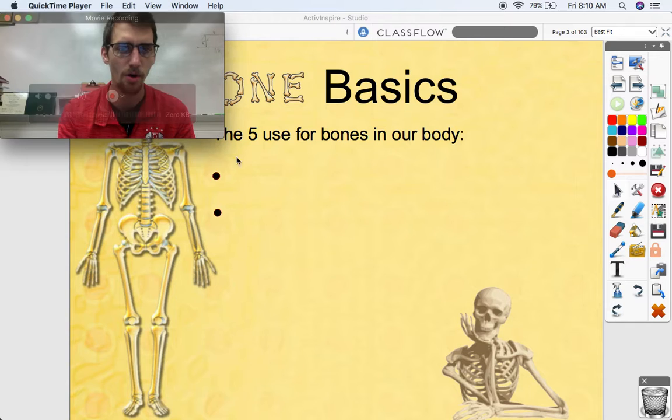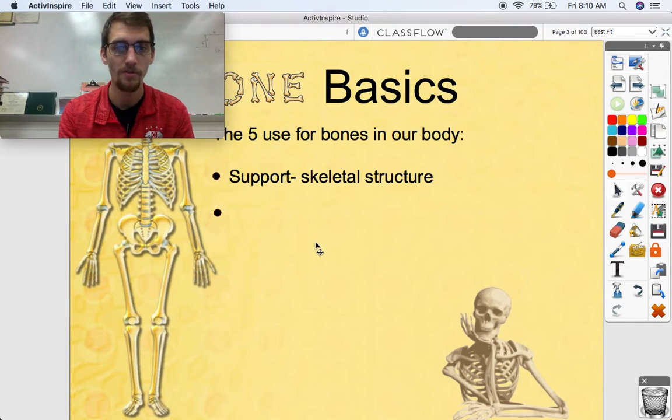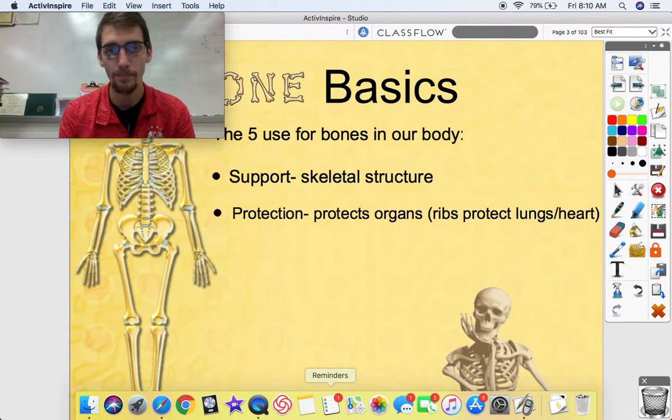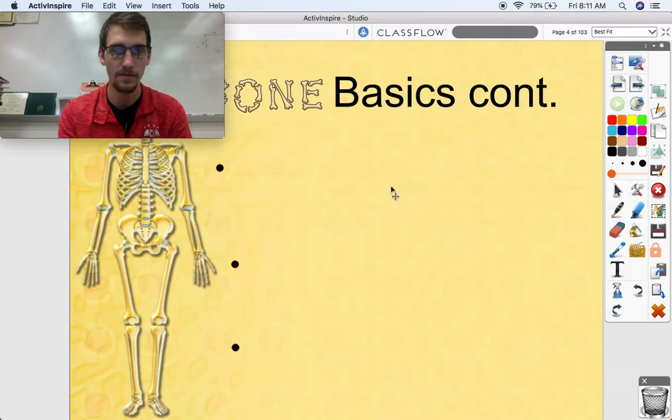Let's talk about just the overall function of bones. The first function of bone is obviously support. It holds you up. Without your skeletal system, you'd just be a blob of jelly. We got bones, right? Like all other vertebrates, we have some kind of skeletal structure. It protects certain vital organs. So, for example, your rib cage is able to protect your lungs and protect your heart, which are vital organs. So, structure and protection are two vital functions of the skeletal system.